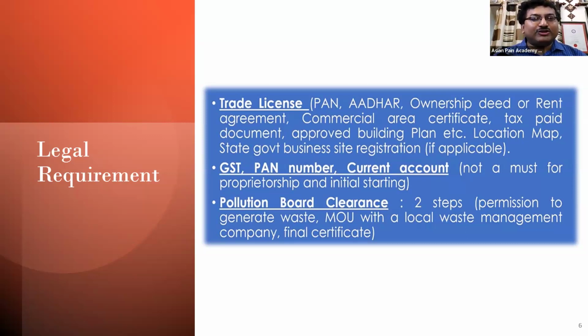For selling medicine in your clinic, that will require a GST and your PAN number, and these are the common things that will be required. And you will be requiring the pollution board clearance. Usually there are two types of clearance. The first requirement is the consent to establish, then the consent to operate. These two types of pollution certificates you have to take.